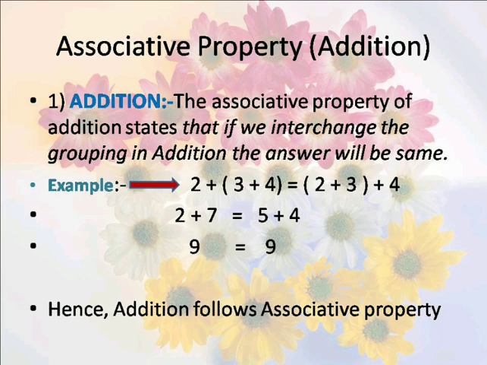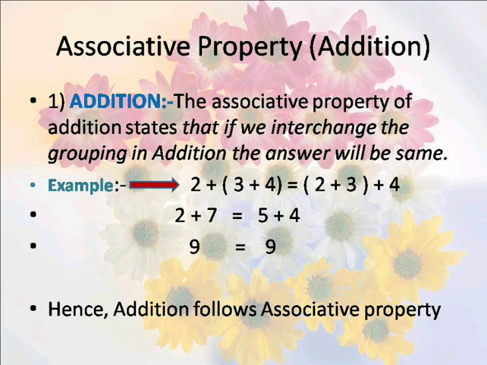Now can you see LHS? It is written 2 plus, in bracket, 3 plus 4. So here we have put bracket in second and third number. But in RHS we have put the bracket in first and second number.